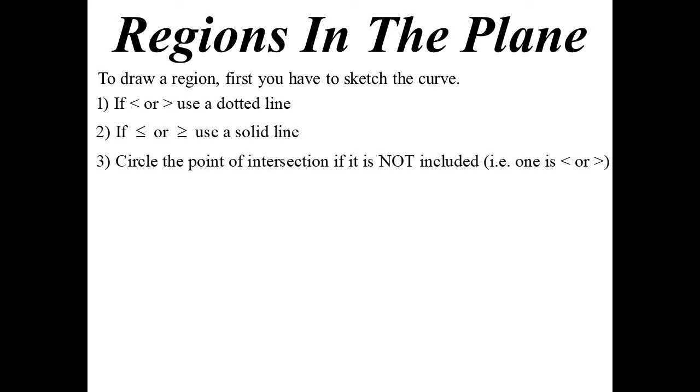Now, the point of intersection of two lines. If one of those boundary lines is not included, then the point of intersection is not included. So we should be circling that point to indicate that it's not included. Then, again, just like the other inequalities, we then test the region. Let's see, where are we? Does the inequality work or not? And we know where to shade.